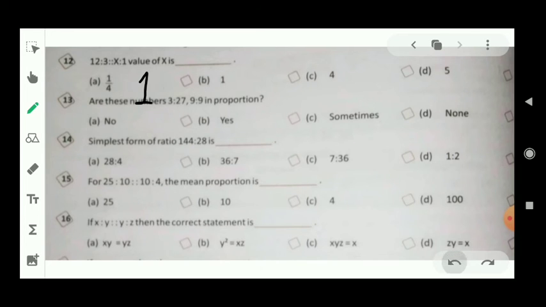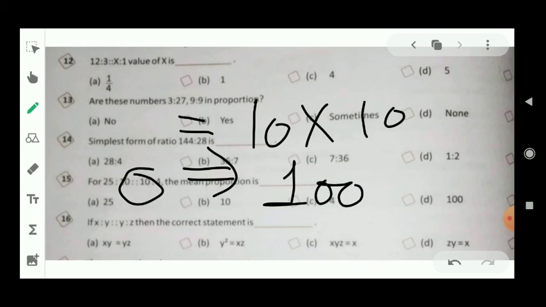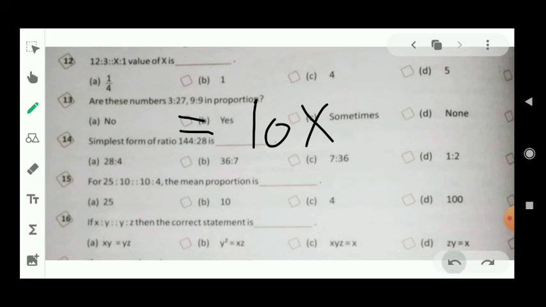That is question number 15. For 25:10::10:4, the mean proportion is. I told you in question number 11 what is the meaning of means. For the mean, you have to multiply the second and third. That means 10 into 10. The second value is 10 and also the third value is 10. You can see here. That means 10 tens are 100. So which option will be right for this question? Option D, that means 100. Now students, let's see the next question.